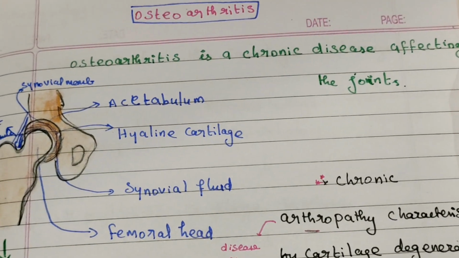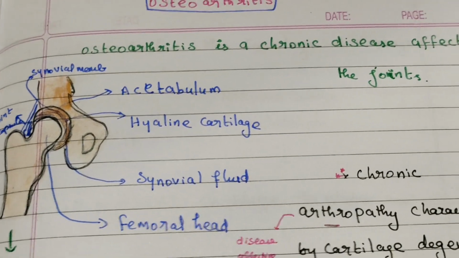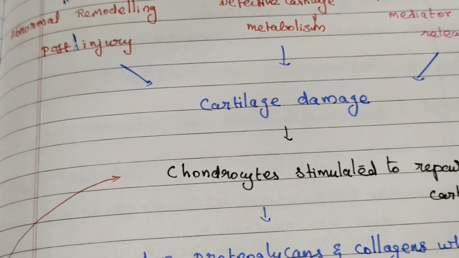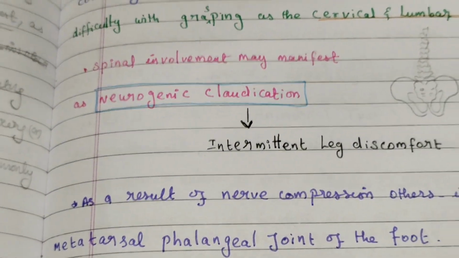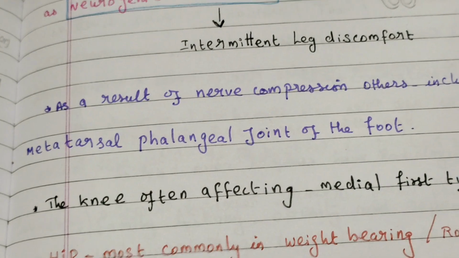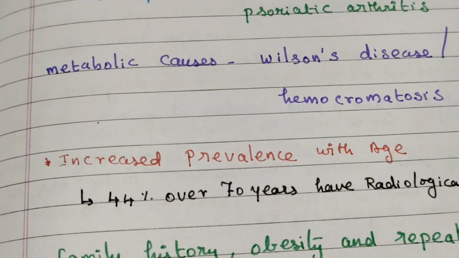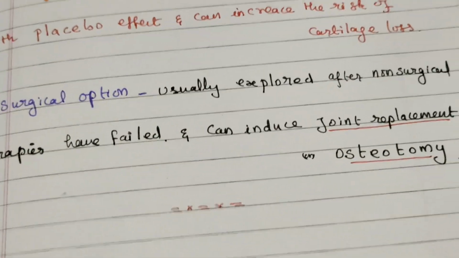So in this video, osteoarthritis causes, then pathophysiology, signs and symptoms, treatment, three ways: non-pharmacological, pharmacological and surgery. Thanks for watching.